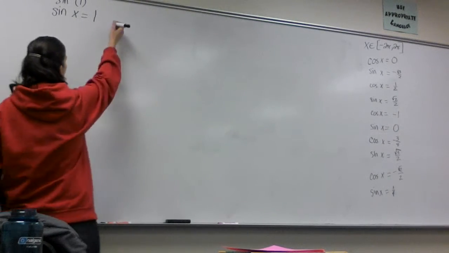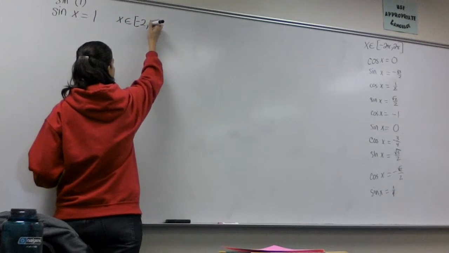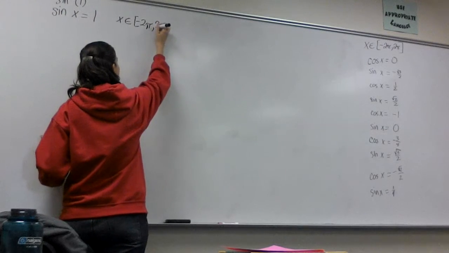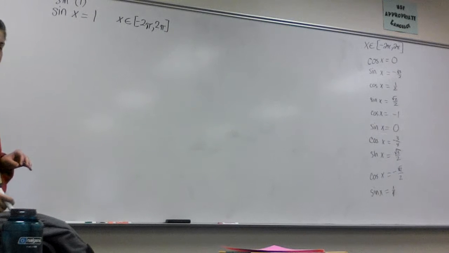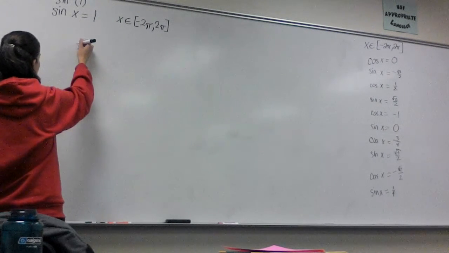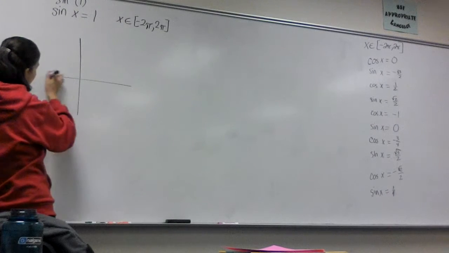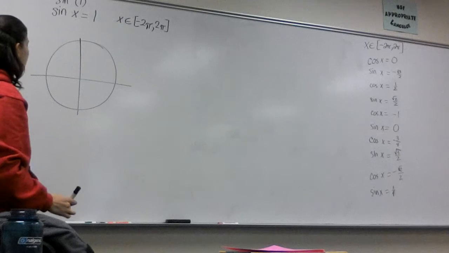Now we're going to try to answer the question. And I'm going to tell you that x has to be in negative 2 pi to 2 pi. So x needs to be on that interval. We're going to answer this question a couple of ways. First of all, I see sine and I see a 1. In my mind, I start to think unit circle, because I know that the unit circle has places on it with a sine value of 1.